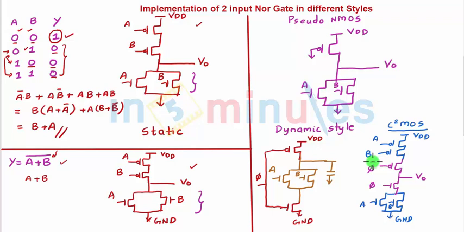So here we have seen that after implementing a 2-input NOR gate in static style, we implemented it in pseudo NMOS, then in dynamic style and C-square MOS logic style. In further clips, we will be seeing how to implement this NOR gate using pass transistor logic and transmission gate logic.